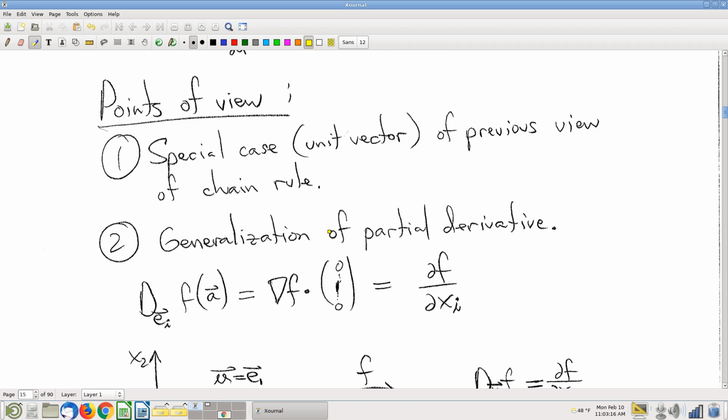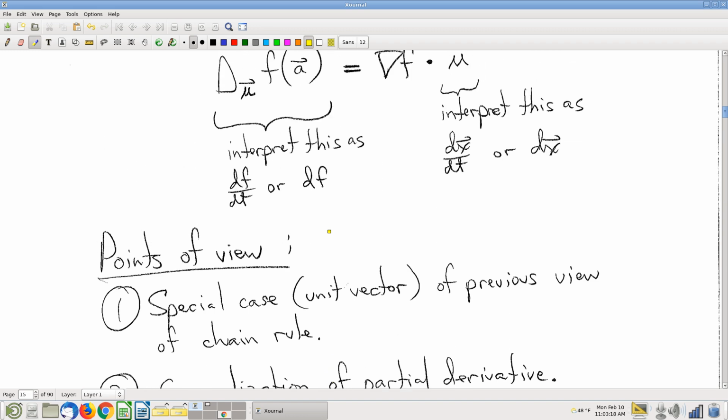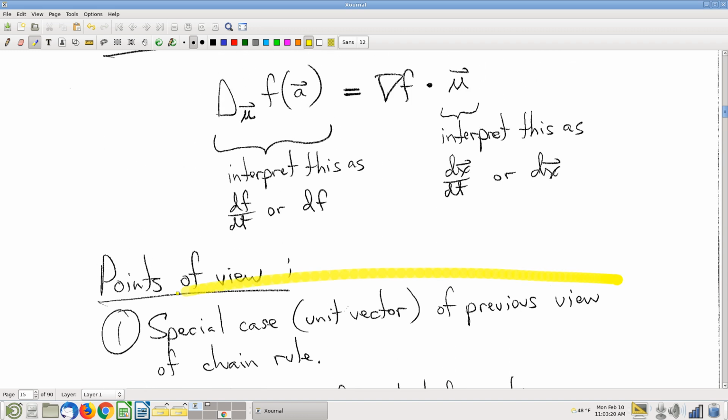Okay, so different ways to think about it. The first observation I want to make is that we already made this observation, but it's a special case of the chain rule, right? The chain rule says dot product with the gradient makes sense for any vector. Here we're saying, yeah, but we're going to look at the special case where the input velocity is a unit vector. So it's literally a special case of the chain rule, for whatever that's worth.